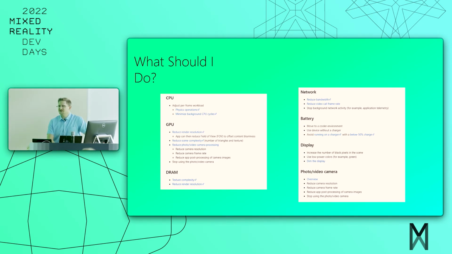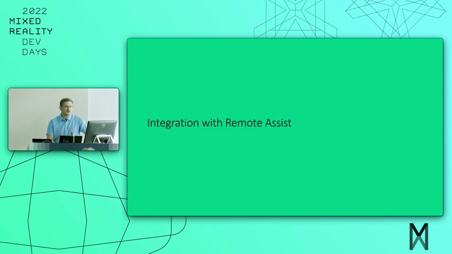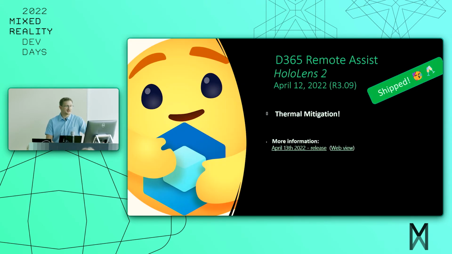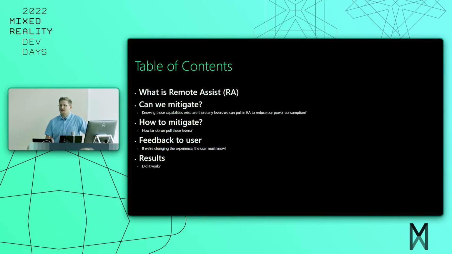Okay, switching gears here just to talk a little bit about how we've integrated this with Remote Assist. So both the OS update that supports the SDK and the Remote Assist version that supports it both went out in April. We're going to talk about just a little bit about what Remote Assist is in case people aren't familiar with it. The steps we went through to figure out whether we can actually do anything here and what we should do. And then kind of what we did and how we provided feedback to the user and the results that came out of that.